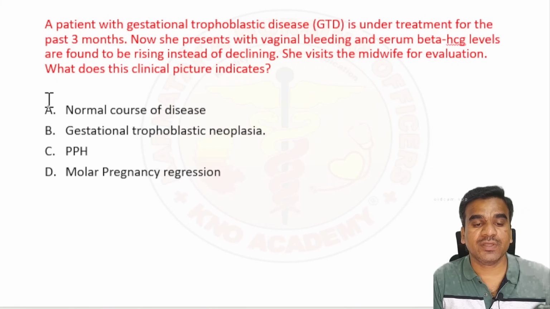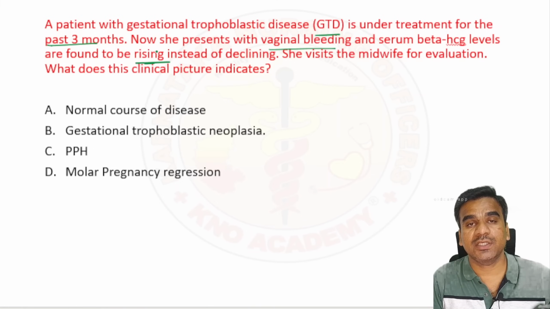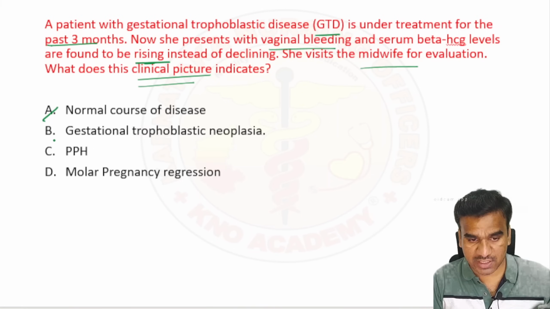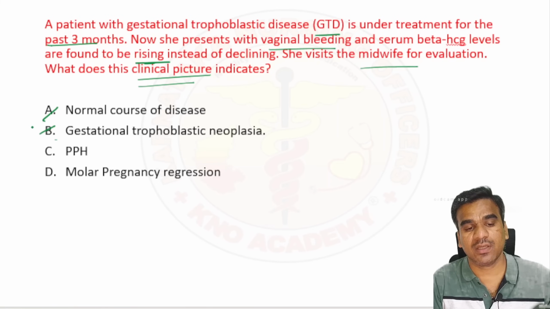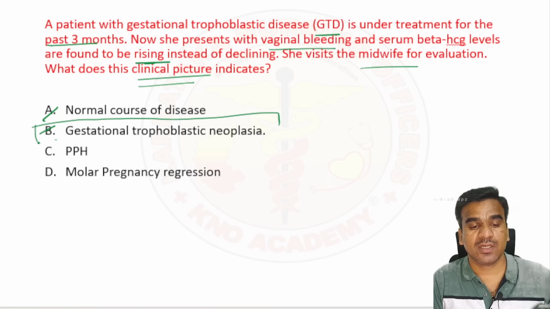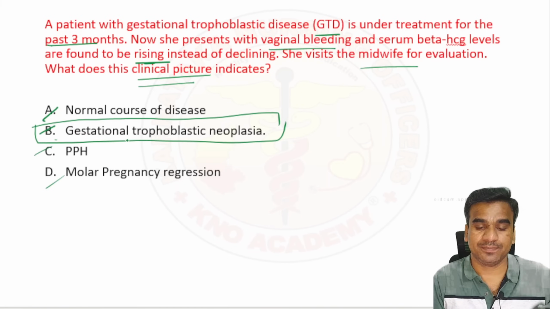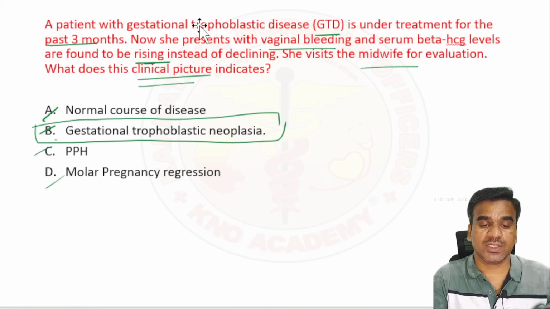Next, a patient with gestational trophoblastic disease, that is GTD, has been under treatment for the past 3 months. Now she presents with vaginal bleeding, and serum beta HCG levels are found to be rising instead of declining. She visits the midwife for evaluation. What does the clinical picture indicate? Normal course of disease? No. Gestational trophoblastic neoplasia? Yes, this is the right answer. PPH? No. Molar pregnancy regression? No. The right answer is gestational trophoblastic neoplasia.